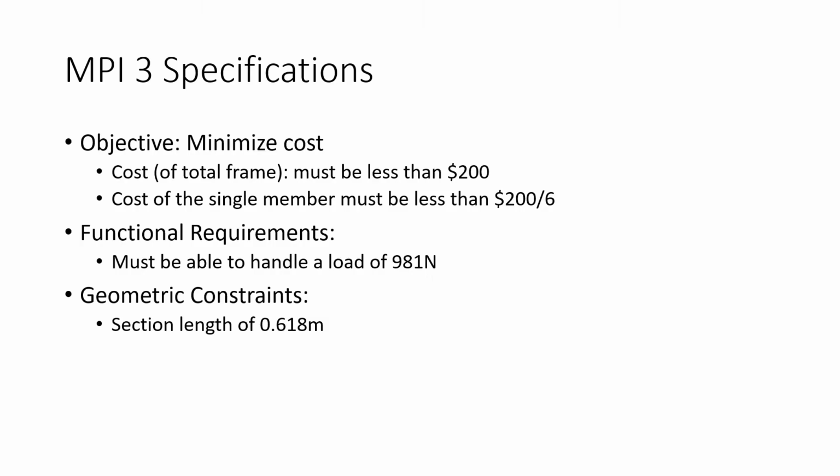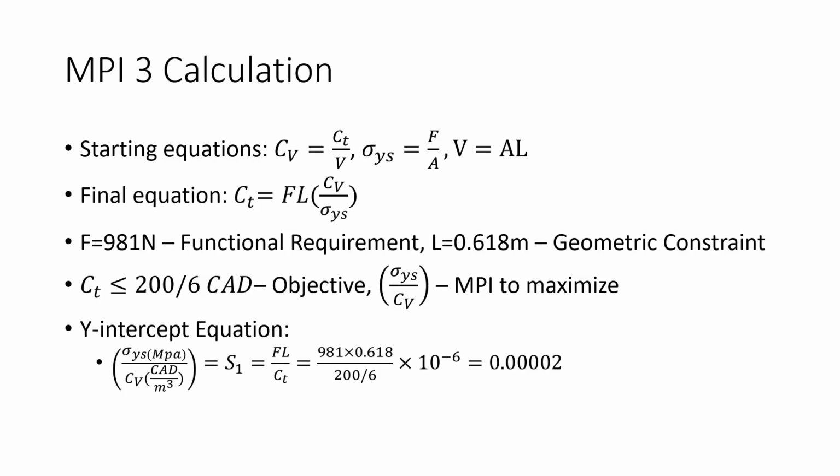The objective for the third and final MPI is to minimize cost. The cost of the total frame must be less than $200, so therefore the cost of one member would be 200 divided by 6, since there are 6 members in total. The functional requirement and geometric constraints are the same as the first MPI. The calculation follows the same method as previous MPIs and are outlined in detail in our supporting document.